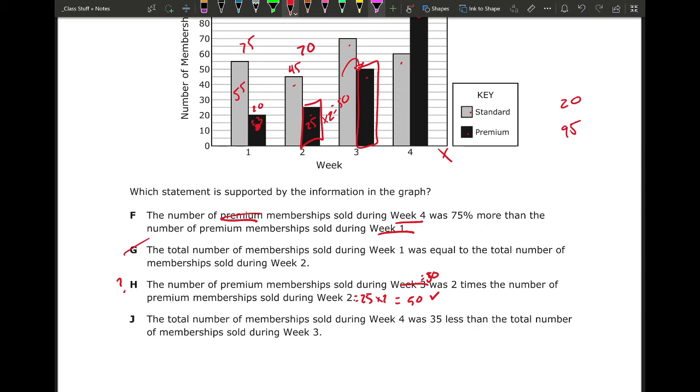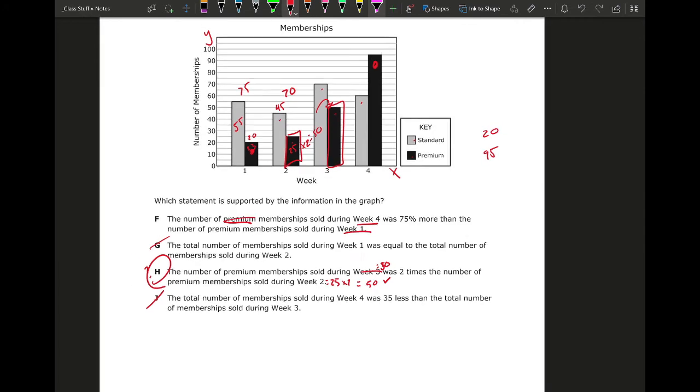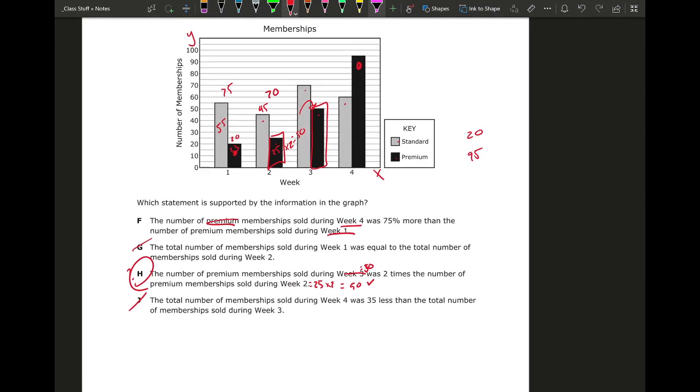J, the total number of memberships sold during week 4 was 35 less than the total number of memberships sold during week 3. Just by looking at the graphs of week 4, they're taller than the graphs on week 3. So that's not going to be my answer. My answer has to be H. Like I said, all you can do is read each one of them and then go back to the graph and look at the data provided to you in the graph. All right, so the answer is H.